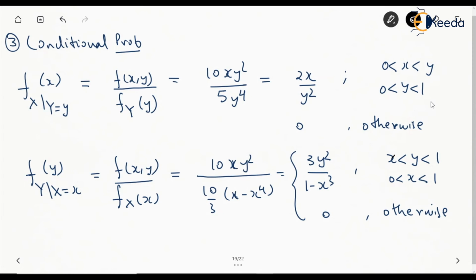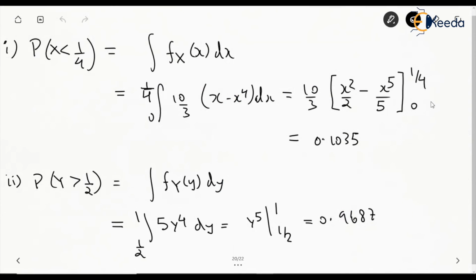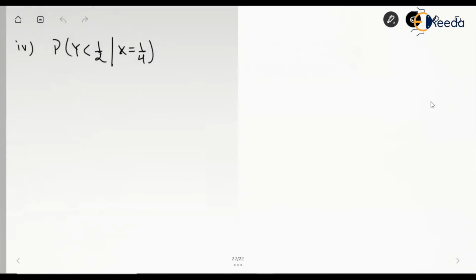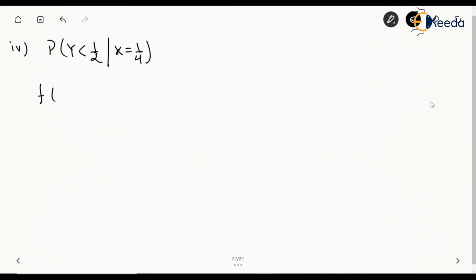So what is the value of x in this case? It is 1 by 4. That means y has to be greater than 1 by 4 and less than 1. So we'll write this expression 3y square by 1 minus x cube. So this is, first of all, f of y given x is 3y square by 1 minus x cube, and what is x? This is 1 by 4. So we shall directly put the value, 1 minus 1 by 4 whole cube, and this will be 64 by 21 y square.